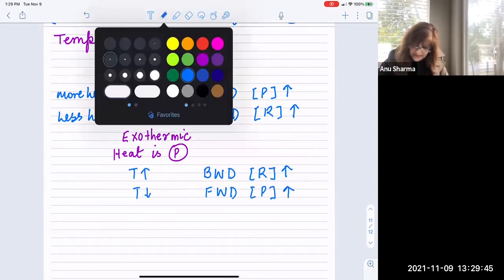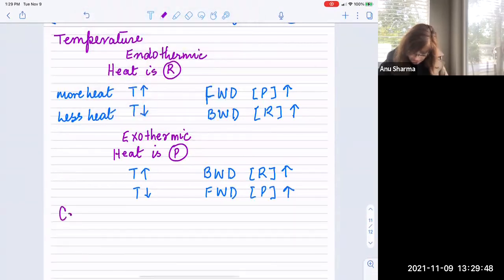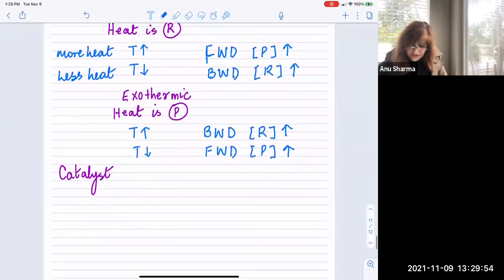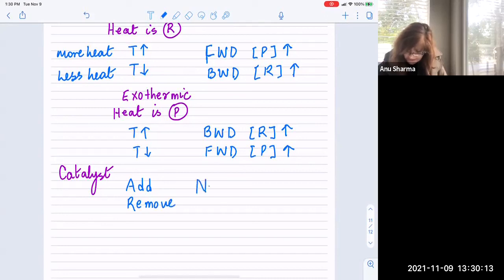And the last is the catalyst. So this is something very important. You guys should take a note of these. So then comes the catalyst. Now, what's the deal with the catalyst? No effect. If you add a catalyst, there is no effect, whether you add a catalyst or you remove a catalyst. So there is basically no effect.